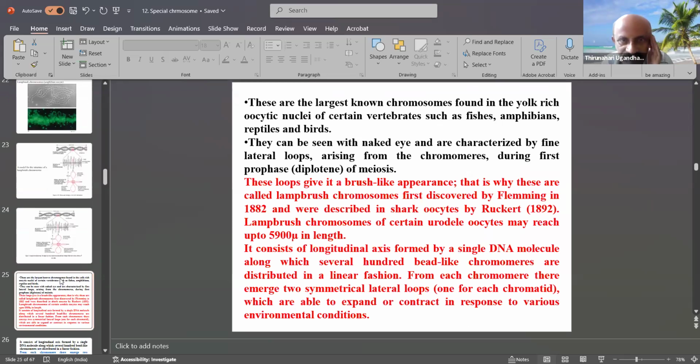So these are the largest known chromosomes, whose characteristic features are common in amphibians. Thus, they can be seen with the naked eye, with fine lateral loops arising from the chromosome during the first prophase. This is the first part: first prophase, or diplotene, of meiosis.